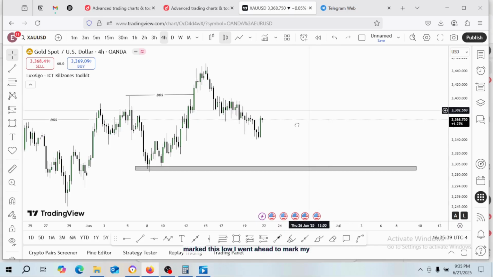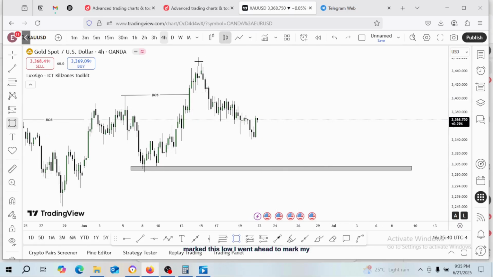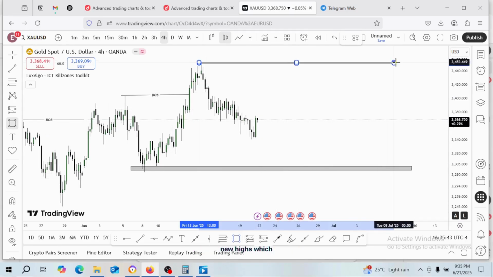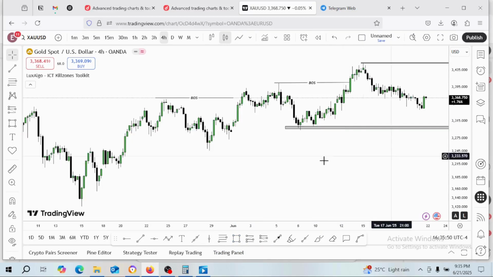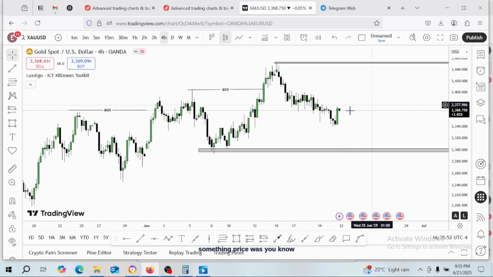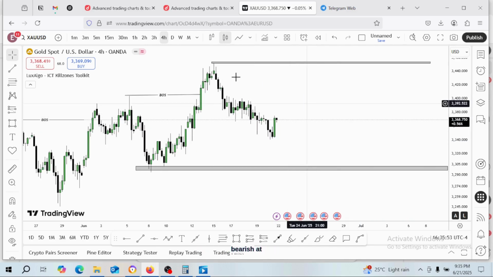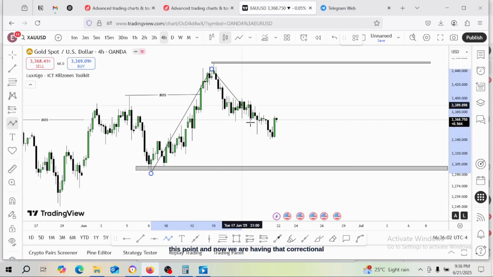So now when I marked this low, I went ahead to mark my new highs, which was my liquidity target. Now I noticed something. Price was bearish at this area. We had a swing at this point, and now we are having that correctional phase to the downside.